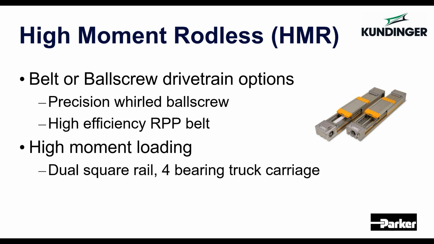So this brings us to the highest performance industrial product that we offer. This is the high moment rodless, abbreviated HMR. This unit is available with both ball screw and belt drivetrains. It's sort of what we call a precision whirled ball screw, which gets you almost to the precision of a ground ball screw, but at the cost of a rolled ball screw.